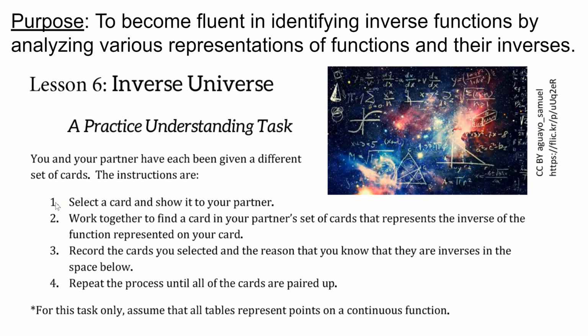First, we want to select a card from your set. You'll either have the A or B set and show it to your partner. Then you're going to work together through your partner's cards to find the match that represents the inverse of your card. Record that match and the reason that you selected it, and then repeat the process until all of the cards have been paired up. So all in all, we're looking for 10 matches from the A card set with the B card set. So each A matches with a B.